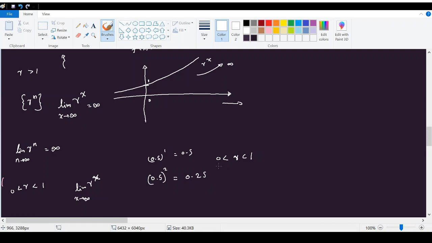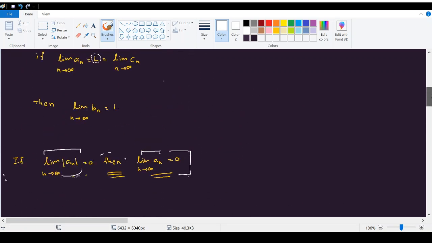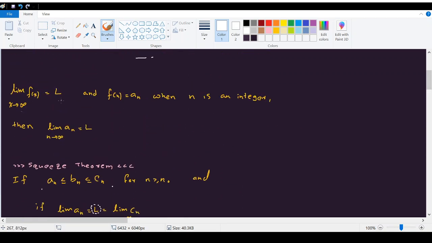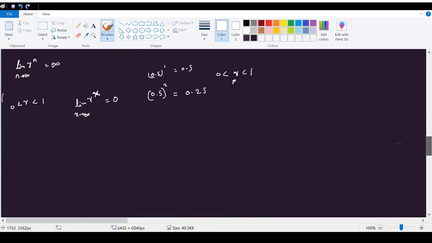This is a property of numbers which are greater than 0 and less than 1. Here we are taking values greater than 0. When the power is large, the total value will be reduced. So in other words, this function will go to 0. Then once again from the above theorem, since we know the value of the function, the limit of the sequence will also be equal to 0 when r is less than 1 and greater than 0.